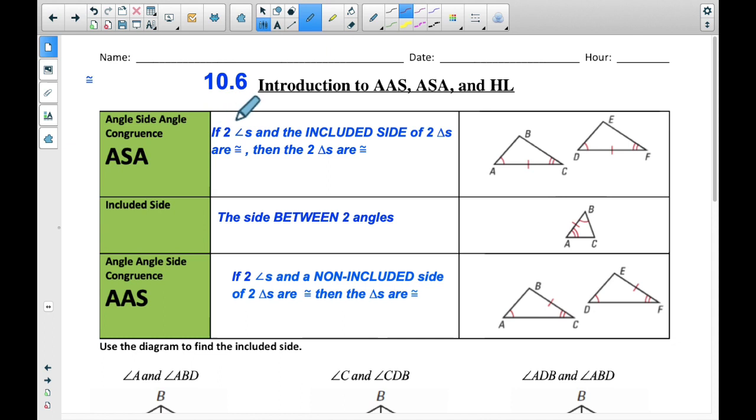The angle, side, angle congruence says that if two angles and the included side of two triangles are congruent, then the two triangles are congruent. So for instance, we have a diagram here. Remember, we've talked about that phrase included. Included means in between. So this time we have an included side. We have an angle on each side, and then the side in between them is the included side. So we have angle, side, angle, angle, side, angle. So again, this is just saying that the included side, what I was just talking about, is a side between the two angles. So we have an angle here, and the side is in between.